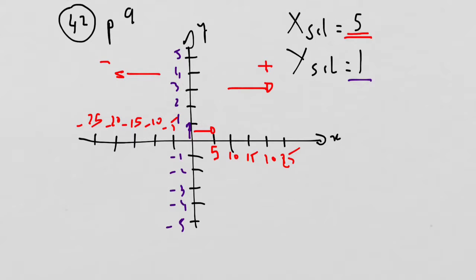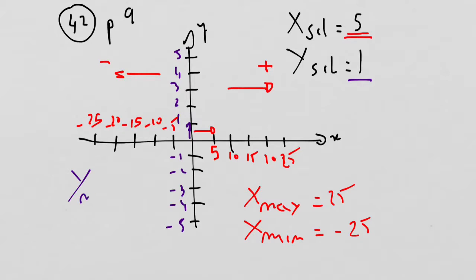So when they're asking you to give the x min, x max, y min, and y max, where are you going to have the x max? Well, x max equals 25, x min is negative 25, and for the y, you're going to have y max 5 and y min negative 5. We good? Okay, so now we are going to do another one, the same kind.